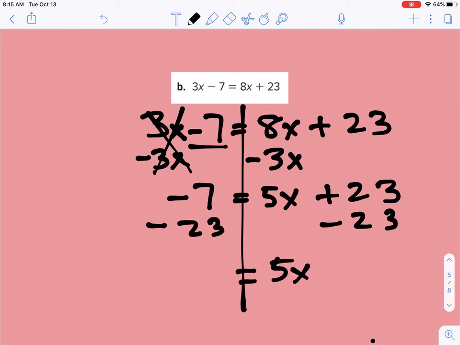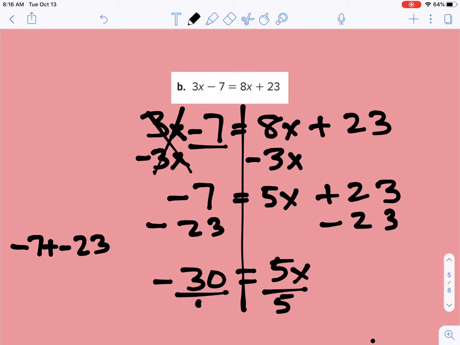And if you have negative 7 minus 23, that's the same thing as negative 7 plus negative 23. So just add them up and keep the common sign. So negative 30. And then divide both sides by 5 to get your x by itself. And then you get x is equal to negative 6.